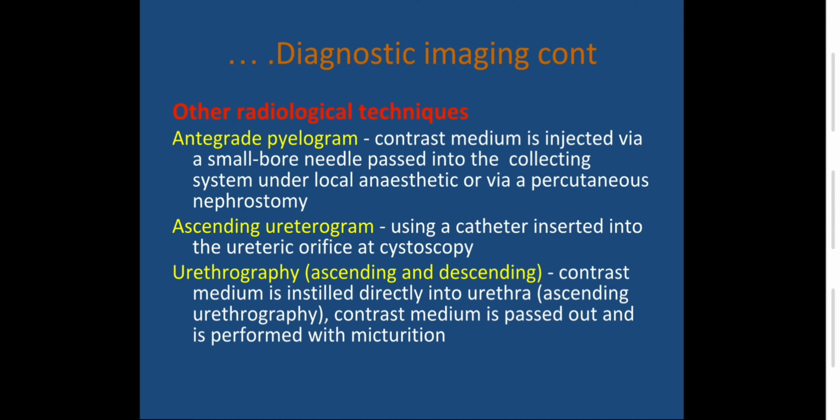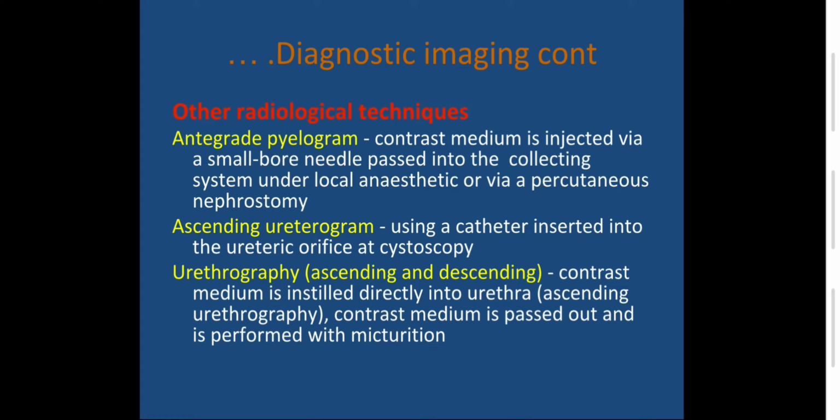Another radiological technique is, for example, antegrade pyelography, where we inject the dye directly through needle puncture into the kidney and instill the dye in the renal pelvis. This outlines the renal collecting system and the ureter down to the bladder, and is called antegrade pyelography. It's used if the patient has allergy to IVU contrast medium, or the patient has renal impairment, so we cannot give the contrast medium intravenously.